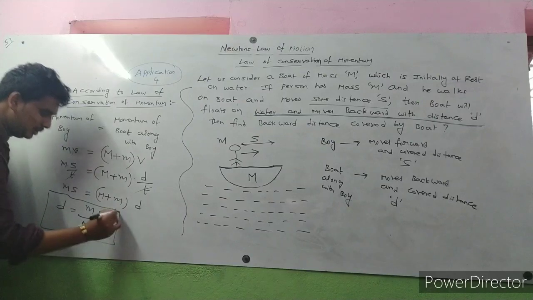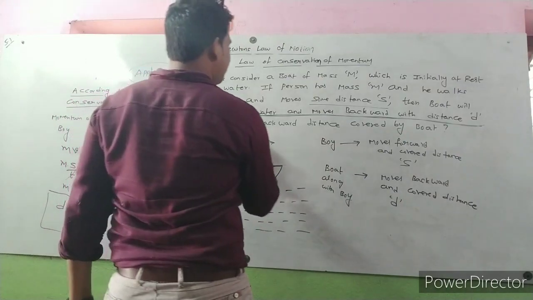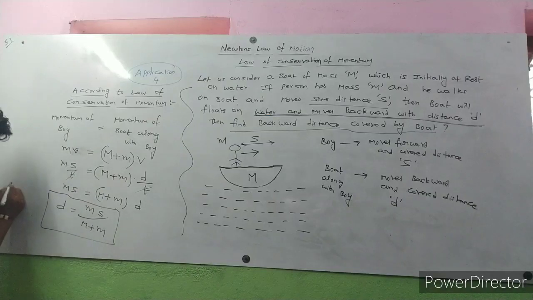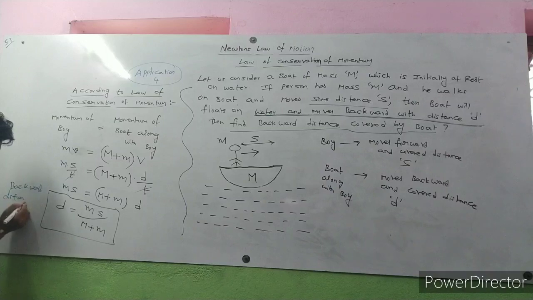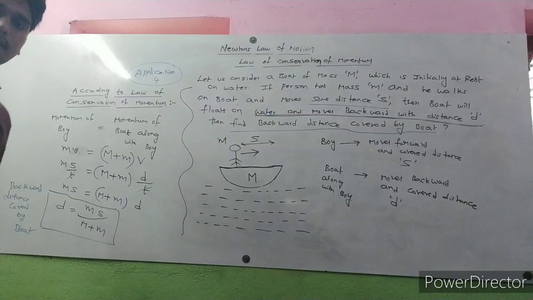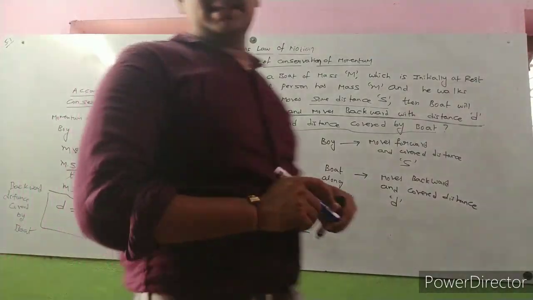We need to find the backward distance covered by the boat. So the backward distance covered by the boat is d equals m into s by capital M plus small m.